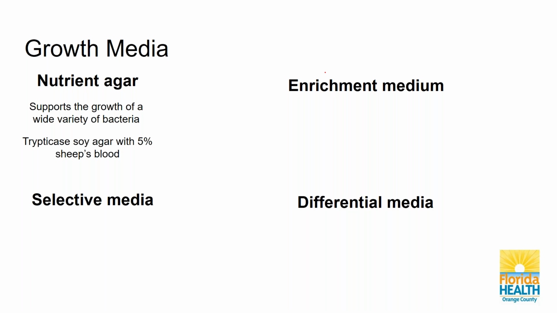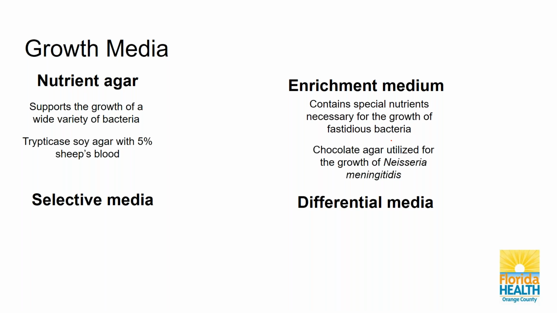Crickets. Okay. Guys, you got to know your media. Enriched media contains special nutrients necessary for the growth of fastidious bacteria, like chocolate agar, which is utilized for the growth of Neisseria meningitidis. What about selective? Selective media.